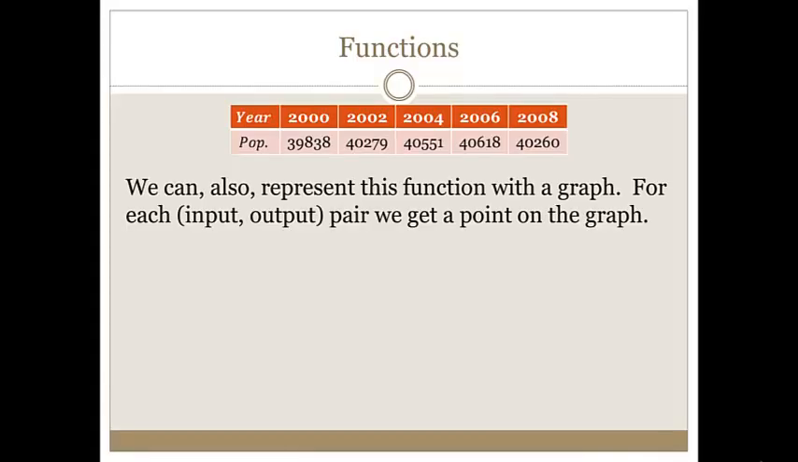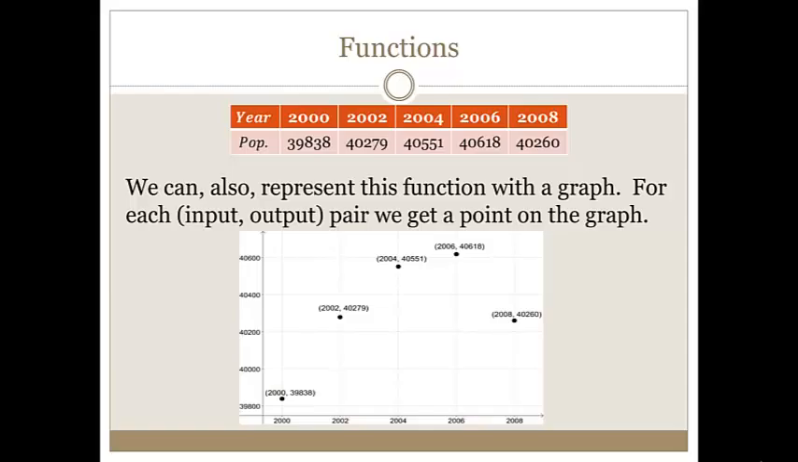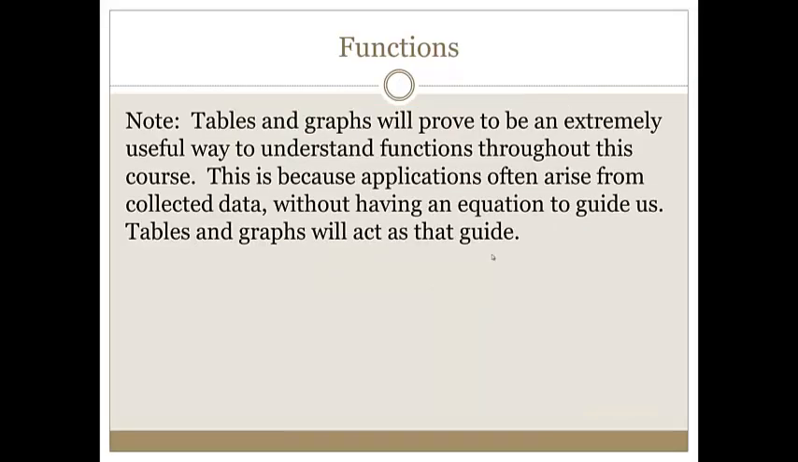We can also represent this function with a graph. For each pair of values, input and output, we get a point on the graph. Each point represents the year and the population in that year. It is worth noting that tables and graphs will prove to be an extremely useful way to understand functions throughout this course. This is because applications often arise from collected data without having an equation to guide us. Tables and graphs will act as that guide.